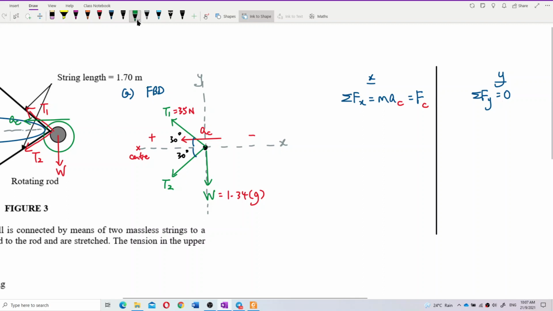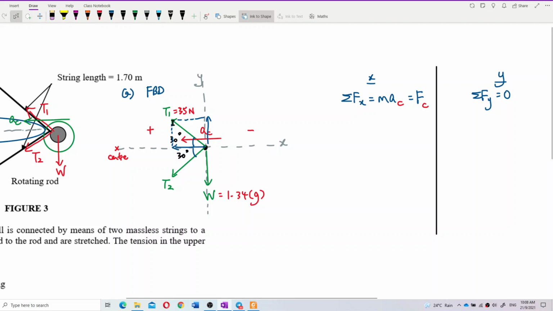So let us resolve. You have two components, x and y. So let us write it down here. Let me make some adjustment.